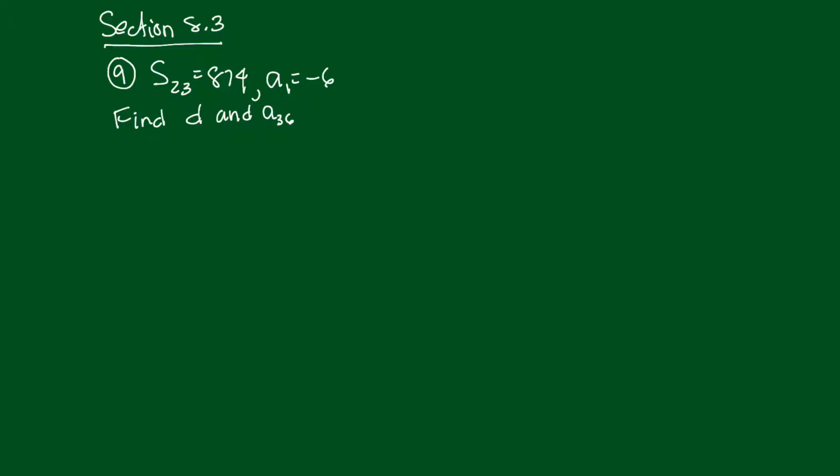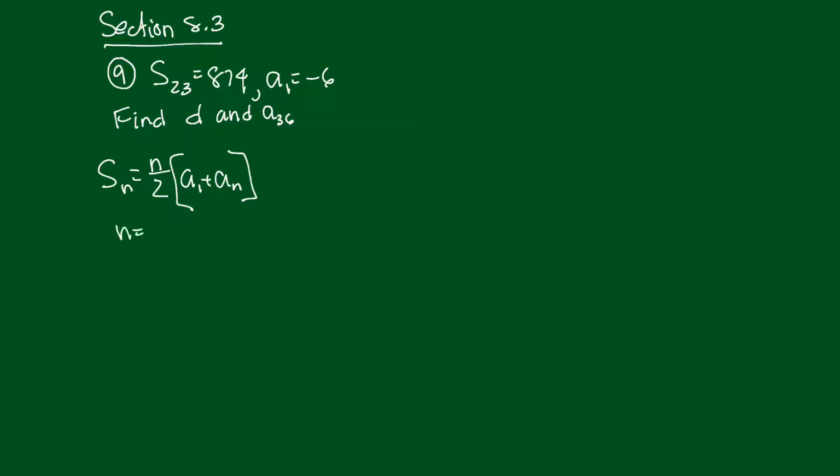So here in number 9, we are given that the sum of the first 23 terms is 874, and we know that the first term here is negative 6. So one thing I'm going to do here is I've got the sum, so I'm going to write the sum formula, at least as a place to start. It's arithmetic, we're told that, so it's going to be n over 2, and then a sub 1 plus a sub n, and here's what we know.